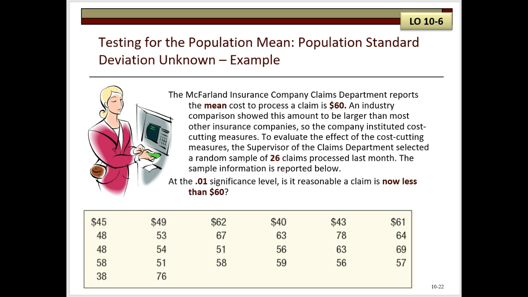Now let's consider an example for testing a population mean when the population standard deviation is unknown. The McFarland Insurance Company Claims Department reports the mean cost to process a claim is $60. An industry comparison showed this amount to be larger than most other insurance companies, so the company instituted cost-cutting measures. To evaluate the effect of the cost-cutting measures, the supervisor of the claims department selected a random sample of 26 claims processed last month. The sample raw data is reported on this slide. At the 0.01 significance level, is it reasonable a claim is now less than $60?